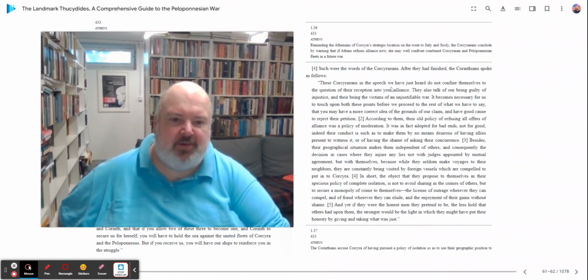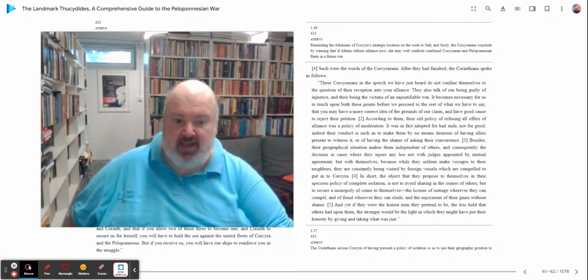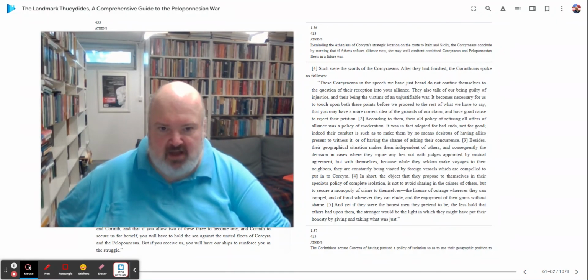Such were the words of the Corcyraeans. They had finished, and the Corinthians spoke as follows. And now the Corinthian speech.